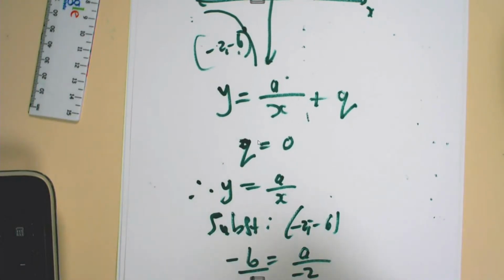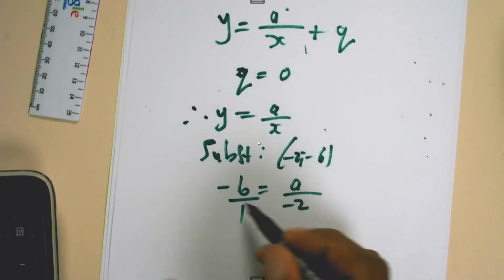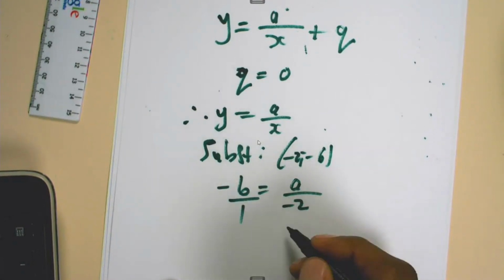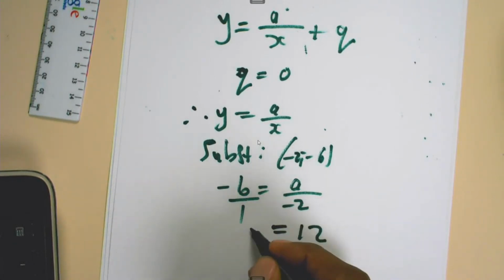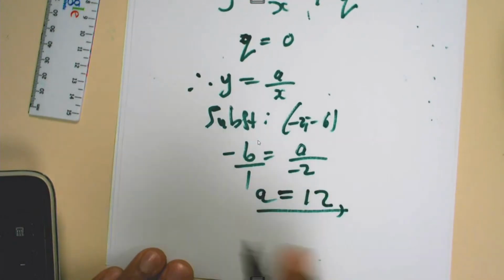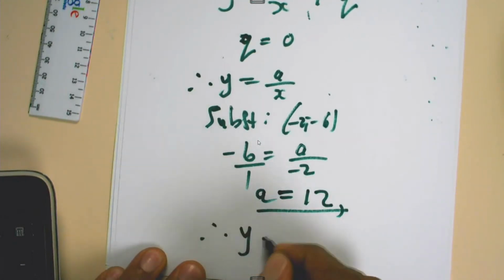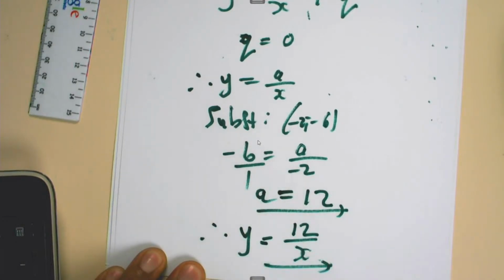And then from there, cross multiply. Cross multiplication: -2 times -6 will give us what? Positive 12. A times that will give us what? A. Therefore, the value of a there is equal to 12. Then what is the equation? Therefore, y equals 12 divided by x.